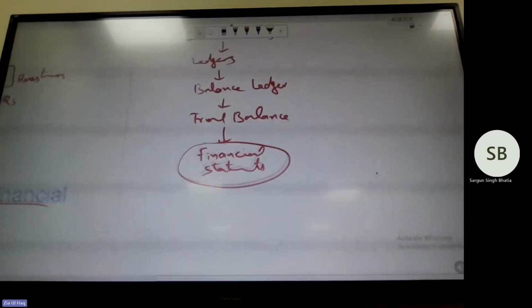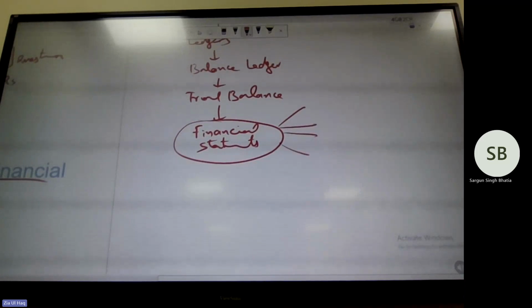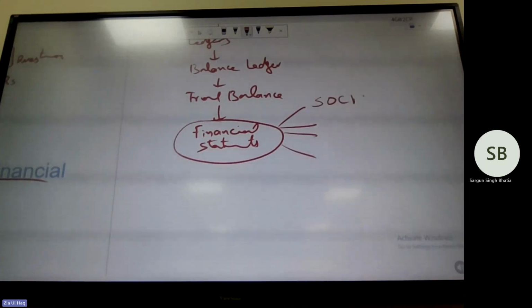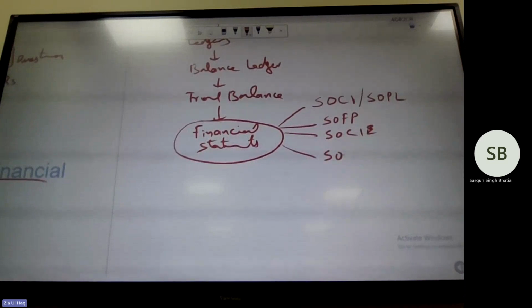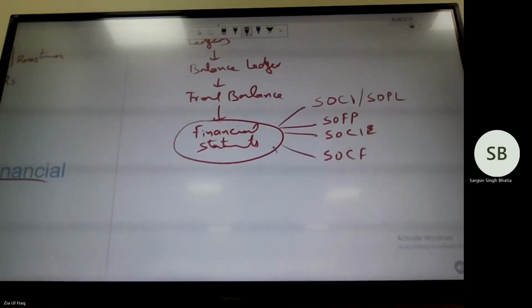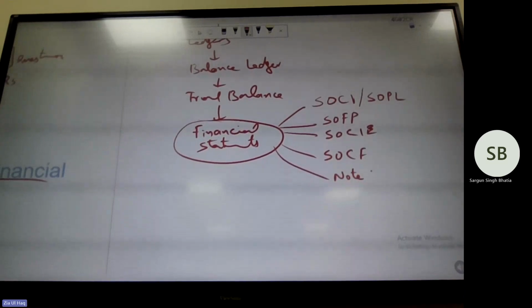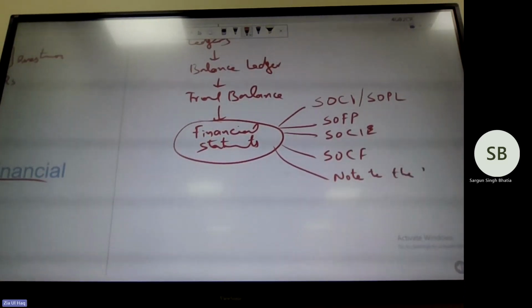And what are financial statements? We have discussed earlier, there are 5 components of financial statements. Statement of comprehensive income, also called statement of profit and loss account. Statement of financial position, balance sheet. Statement of changes in equity. Statement of cash flows and notes to the accounts. So these are the 5 components of financial statements that we need to prepare after trial balance.